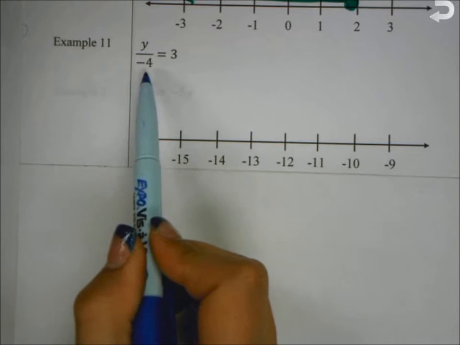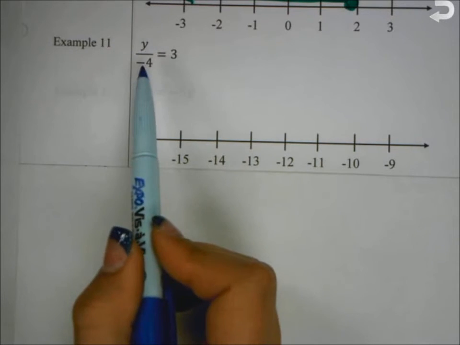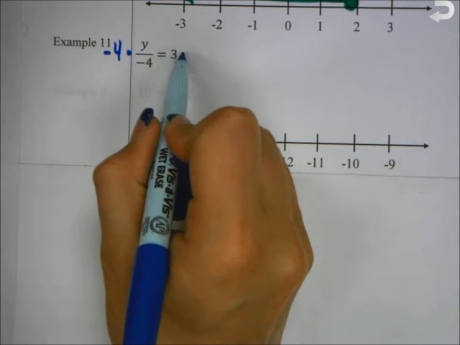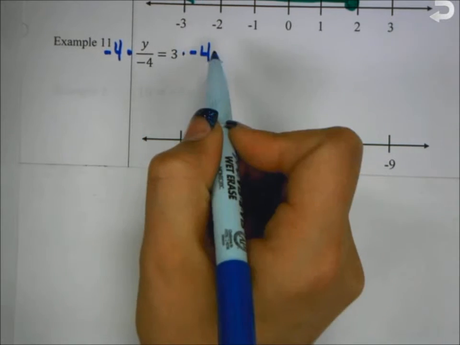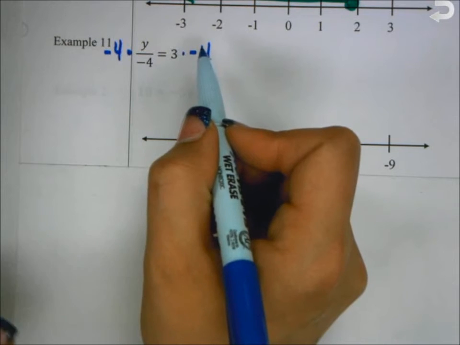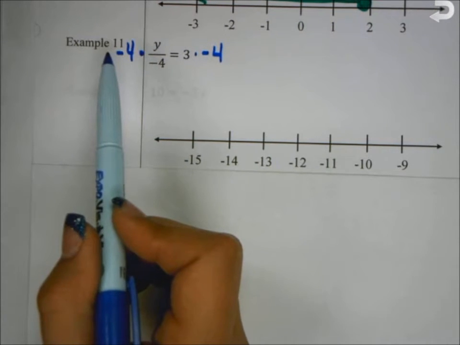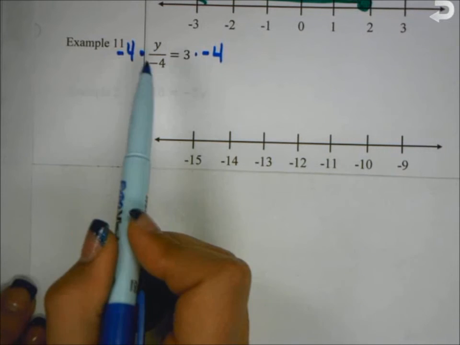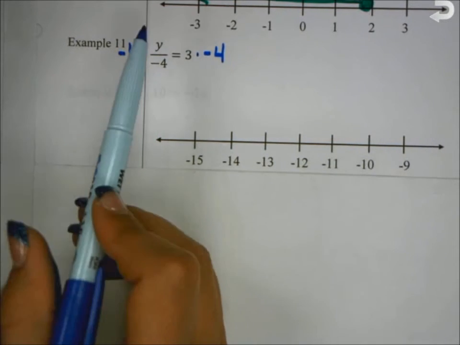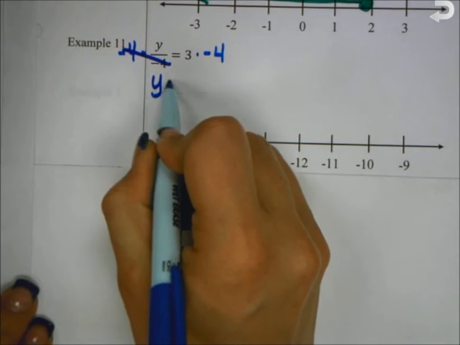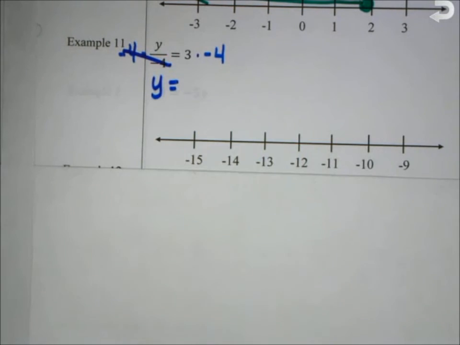Okay, so positive. Okay, negative 4 divided by negative 4. Everybody, what does that give me? 1. So we have y on the left-hand side equals, y equals what? Who's in 28? Jacob, y equals what? Exactly, y equals -12.